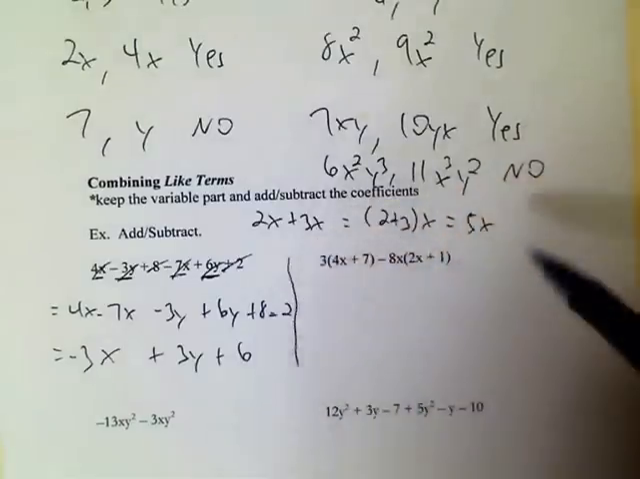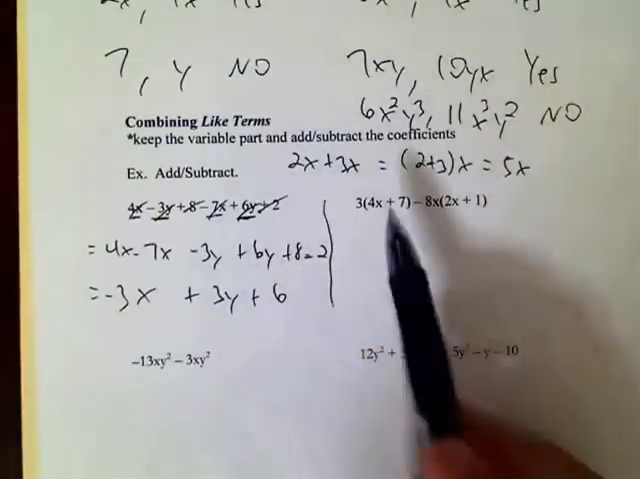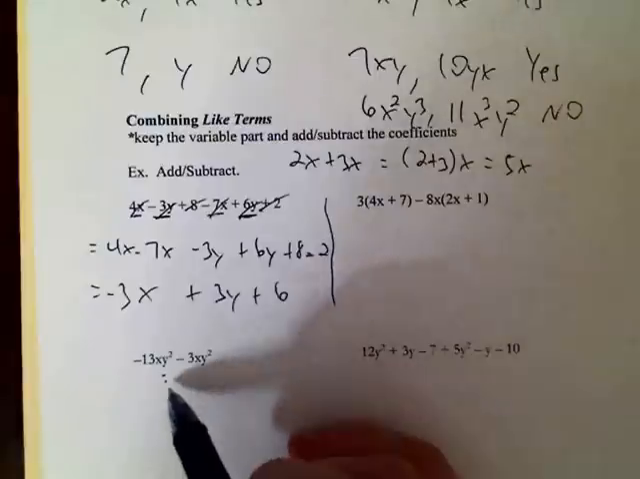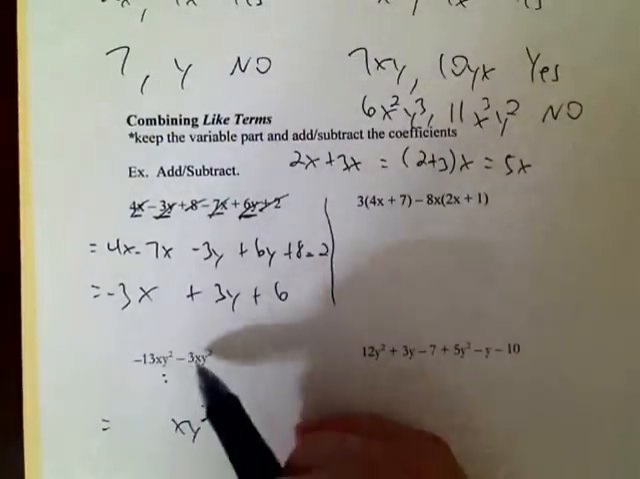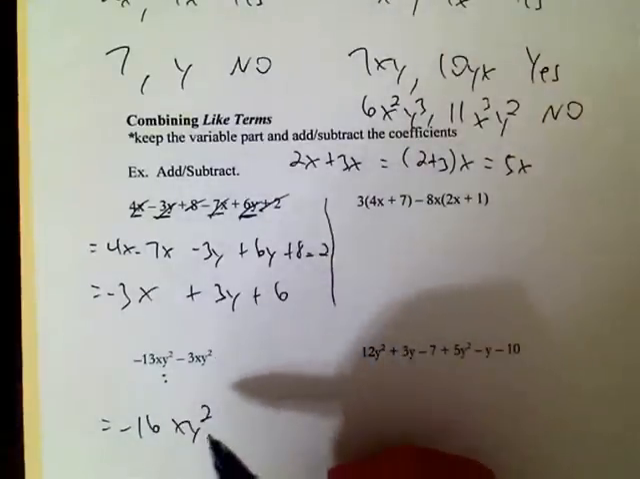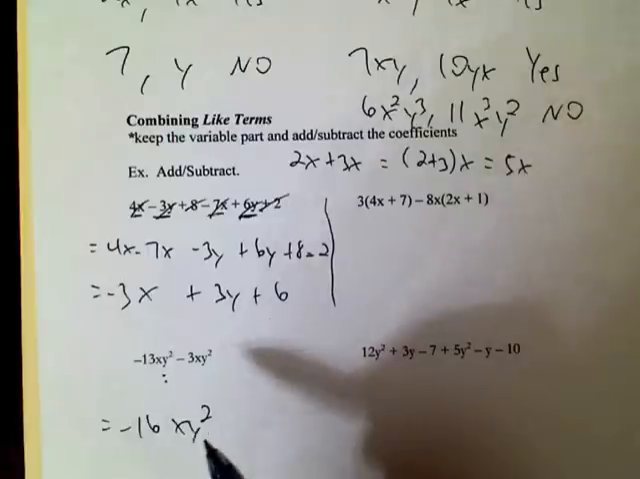Let's do this example down here real quickly. We'll come back to that one in a minute. This one, they both have an x and a y squared. So we'll keep the xy squared and we'll just do the numbers in front. Negative 13 minus 3 is a negative 16. Done. Do not change the exponents when you add and subtract. Only when you multiply and divide can you change exponents. Never when you add and subtract.